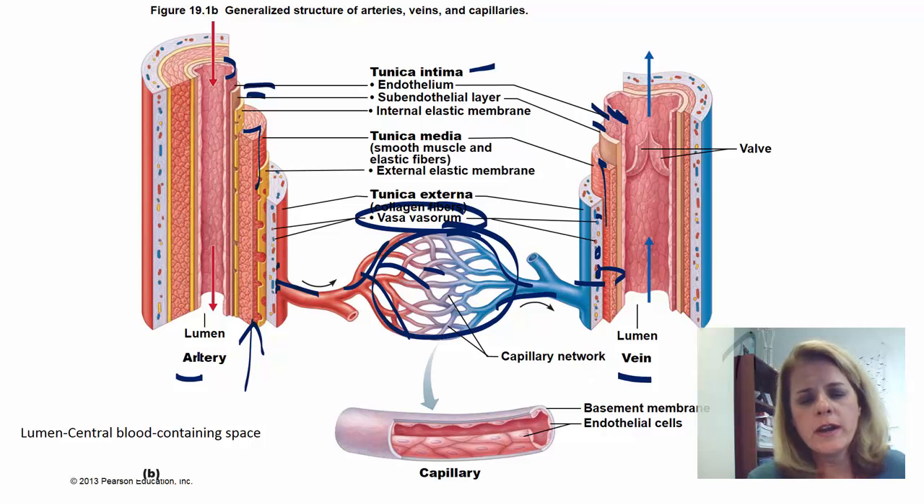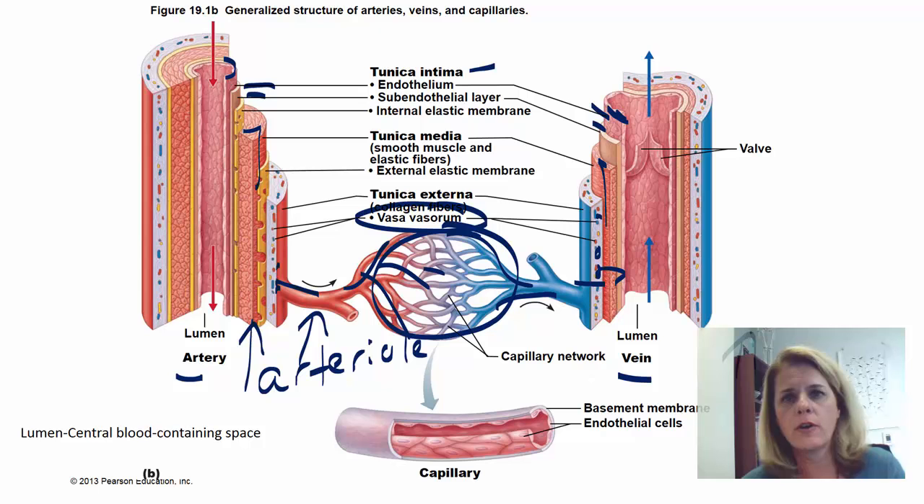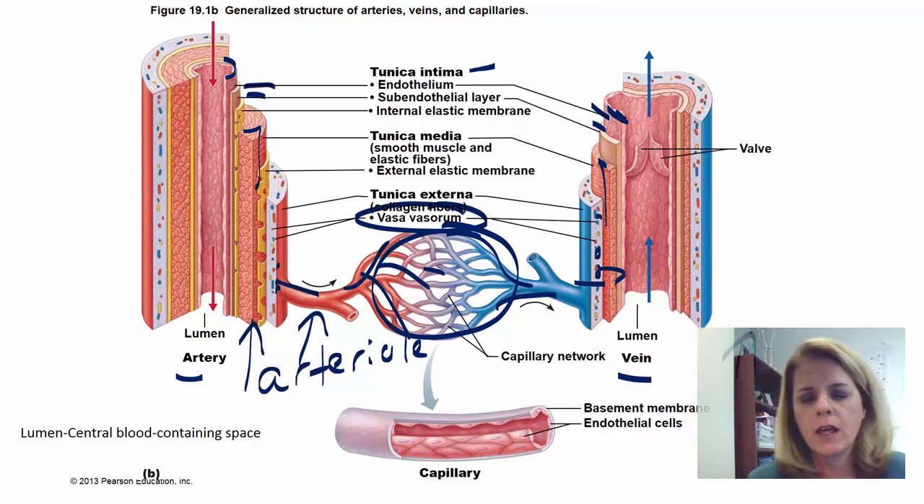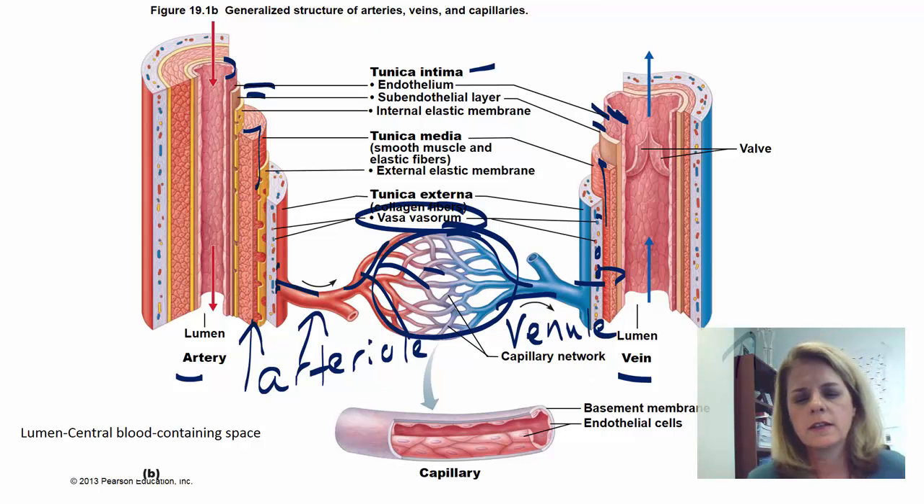Now, between arteries and capillaries, we call this little thing an arteriole. Okay, so that's the little vessel that goes from the artery and into the capillary bed. What's coming out of the capillary bed into the vein is called a venule. Okay, so arteries become arterioles, become capillaries, become venules, become veins.